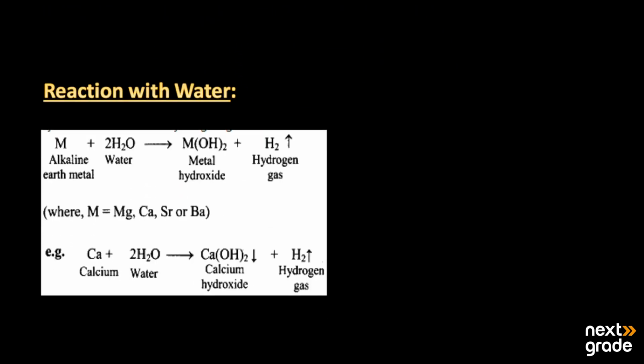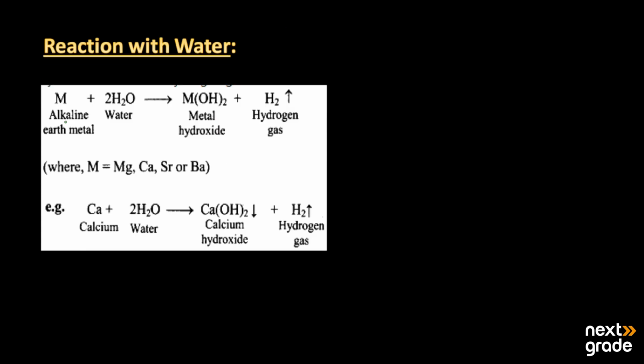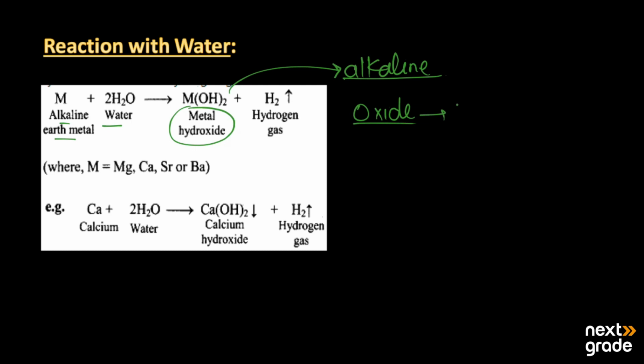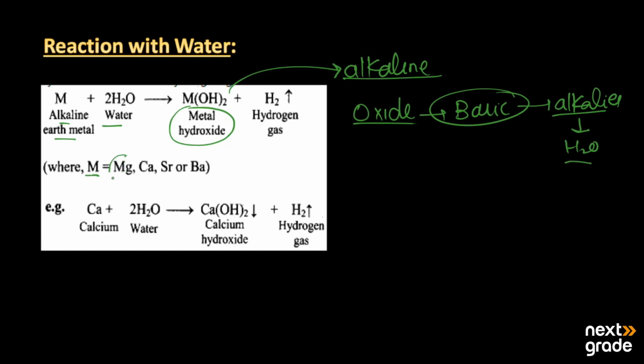Next, we have the reaction with water. When the alkaline earth metals react with the water, they produce metal hydroxides. The production of metal hydroxides just represents that they are alkaline in nature, and their oxides are also basic in nature. Why are they basic in nature? Because they produce alkalis when they get dissolved in water. Here M just represents the metal, which can be magnesium, calcium, strontium, or barium, and this is the water molecule. When calcium reacts with the water, it produces calcium hydroxide and hydrogen gas. So this is a simple hydroxide reaction.